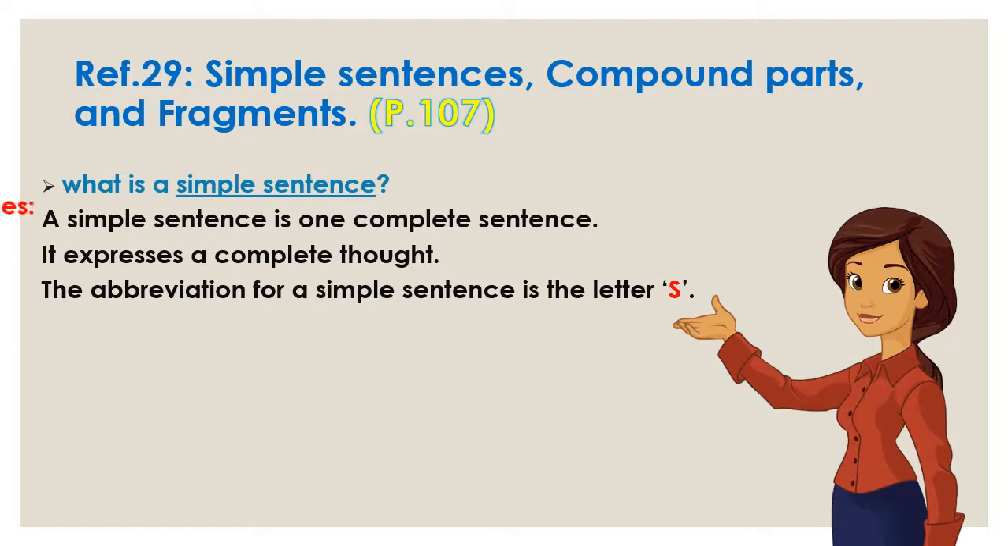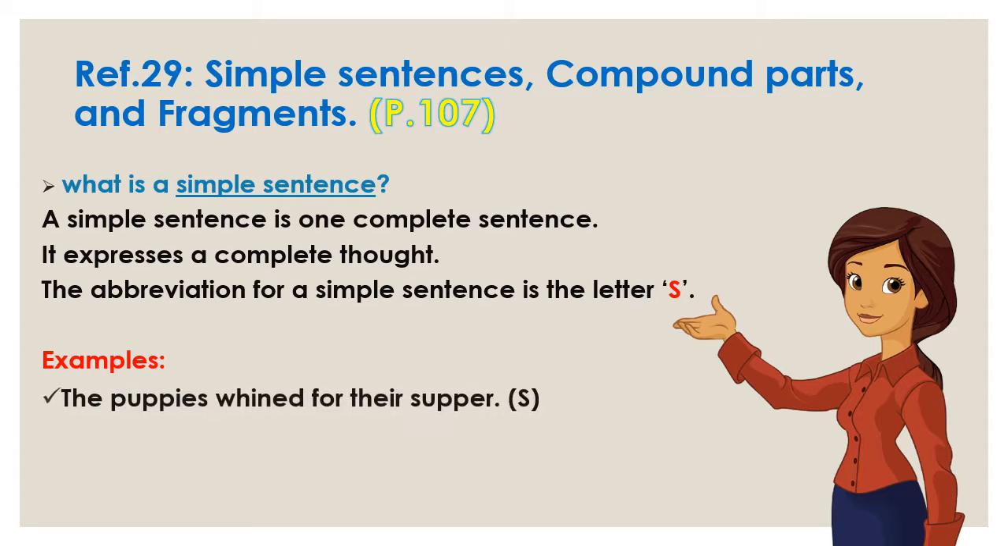Now we're going to go to some examples right here. So the first example, the puppies whined for their supper. What did the puppies do? They whined for their supper. Okay? So this is an understood sentence, right? You can understand everything in this sentence, and it's a complete sentence. It has a complete thought. I can understand this sentence very clearly. That's why we can call it a simple sentence.